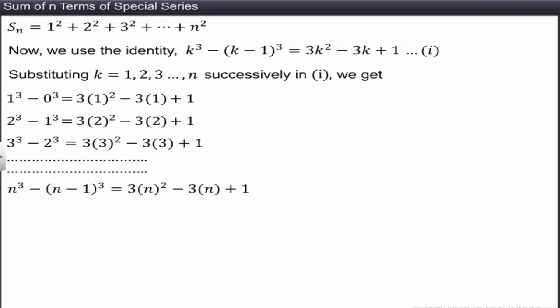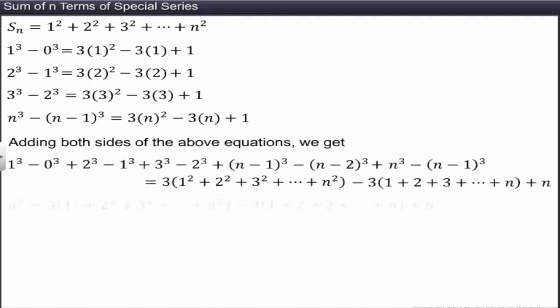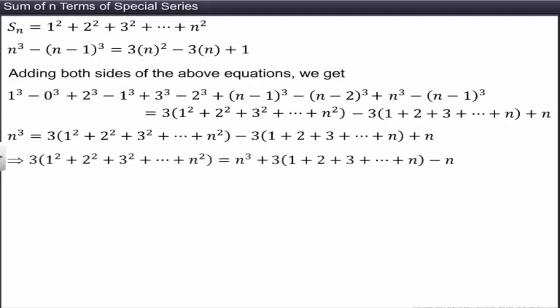On adding the respective sides of all the above equations, we get n cube is equal to 3 into the sum of the squares of the first n natural numbers minus 3 into the sum of the first n natural numbers plus n. It implies that 3 into the sum of the squares of the first n natural numbers is equal to n cube plus 3 into the sum of the first n natural numbers minus n.